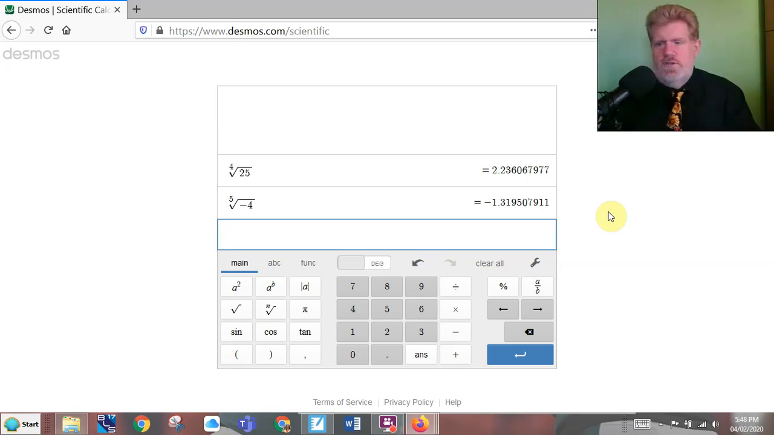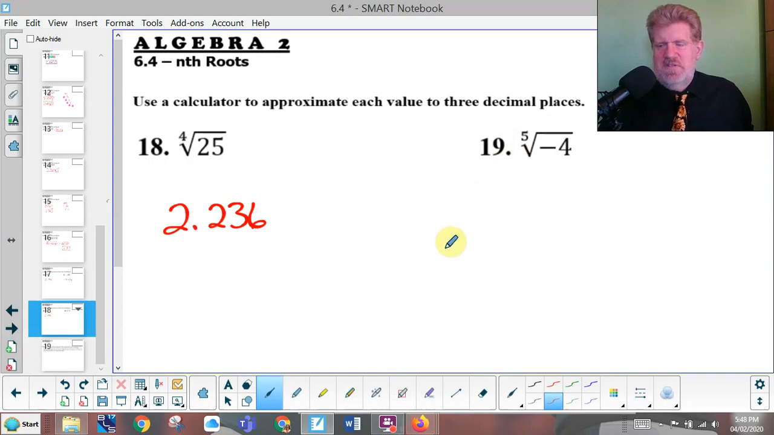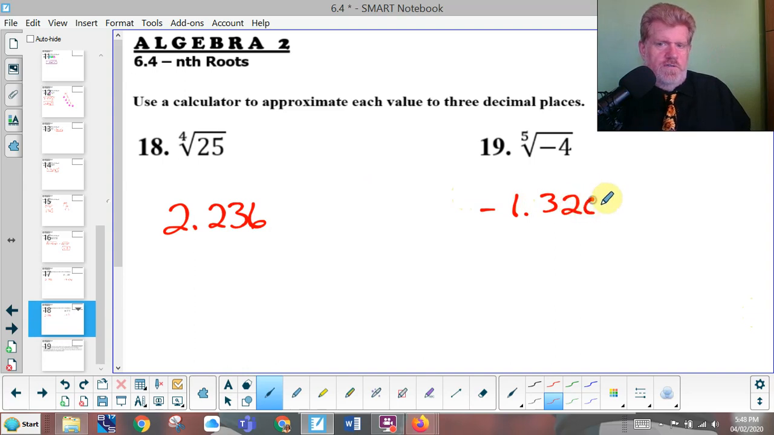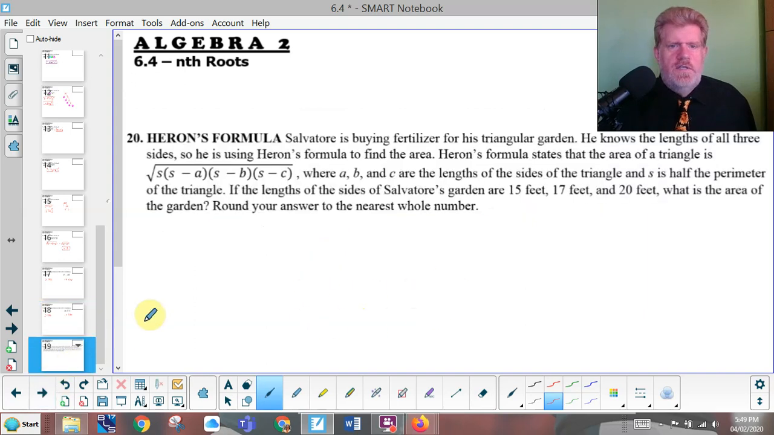You have something very similar on your phones, but you're looking for a button that has that. So whatever you use, find those buttons and figure those out. Okay. So that answer was, or is, I should say, negative 1.320, because it would round up to 20. Okay, that's how you do an approximation for these using your calculator. All right, last one.